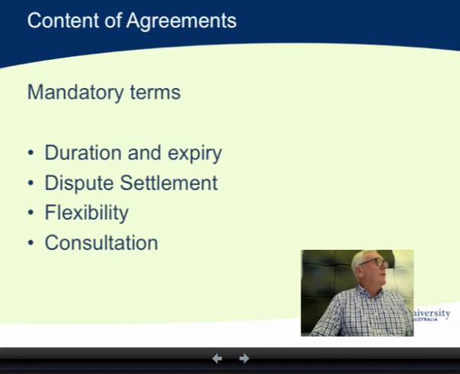And if you think that one through, of course, there needs to be a notional expiry date so that it's possible to make an application to either renew the agreement or to enter into a fresh agreement or to terminate the agreement. Dispute settlement. There has to be something in the enterprise agreement that sets out how disputes are to be settled. There needs to be flexibility.